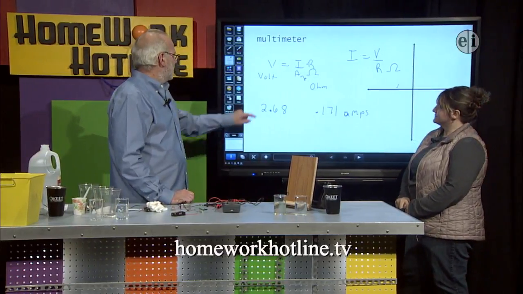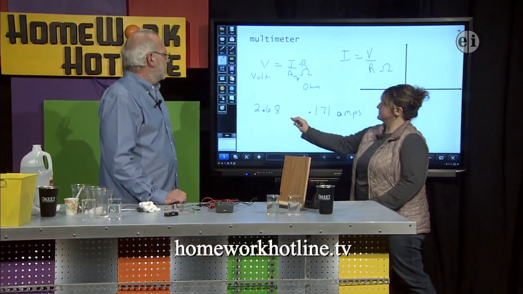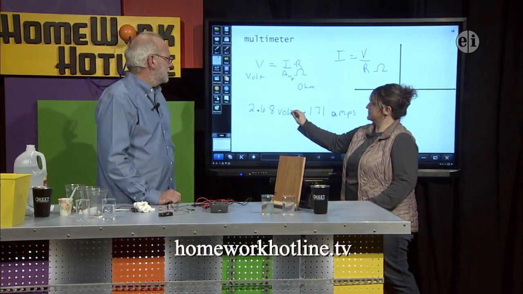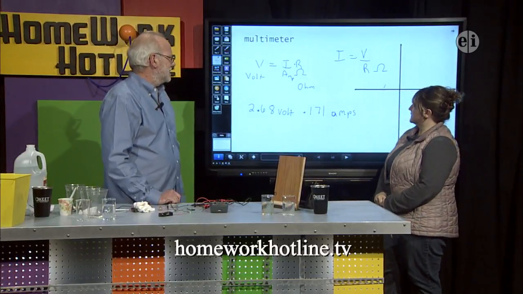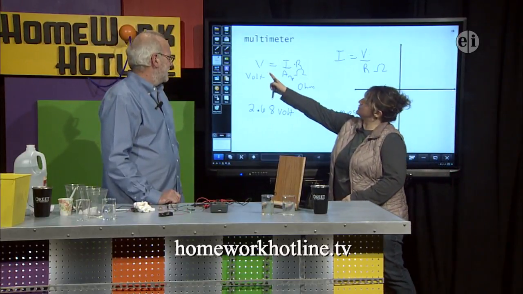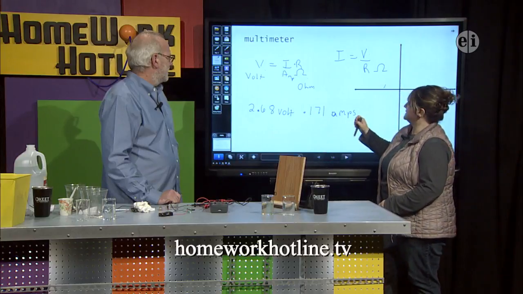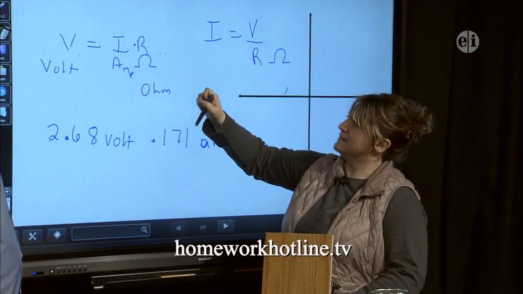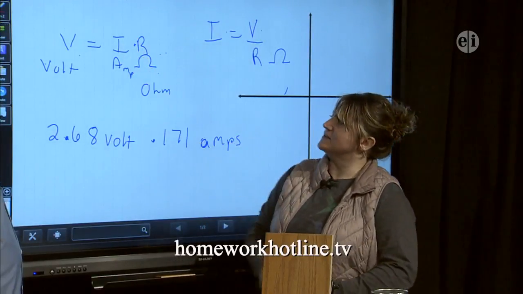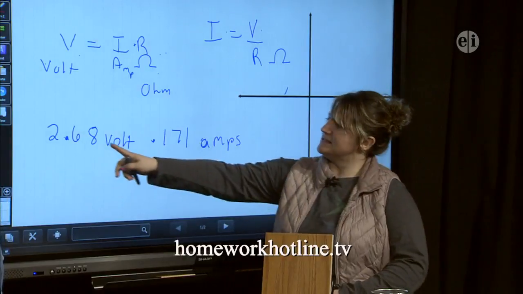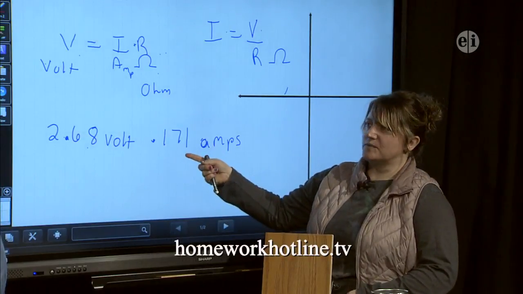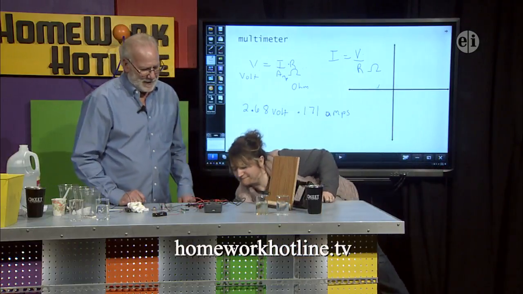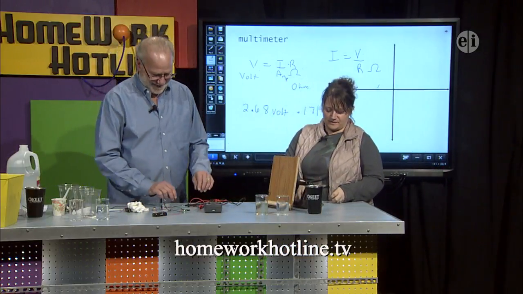And so we have 2.68 volts and 0.171 amps. And so what is the resistance? So if this is 2.68 and this is 0.171, then you have to figure out what I is, the amp. So take this number divided by this number. That's right. Okay. Do you want me to do that? Sure. Okay. Let's do some math. Let me grab a calculator.